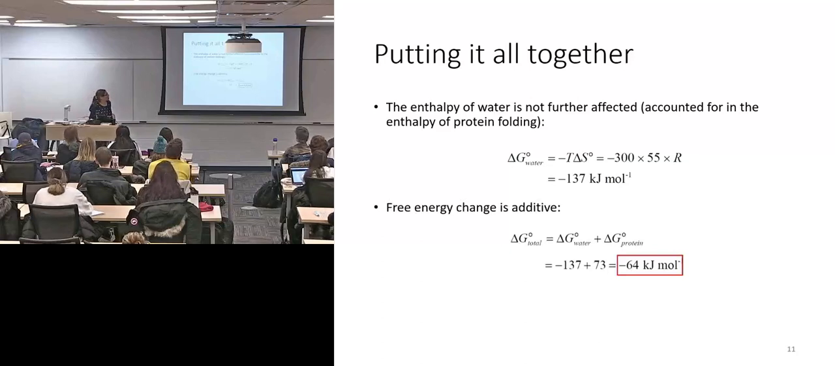So we have no additional enthalpy determination with water. We just have a change in delta G as a result of the entropy change of the water. Free energy is additive, so the total free energy change would be the change in free energy of the water plus the change in free energy of the protein. We had a positive 73 from before. This is negative 137 kilojoules per mole, so now it's spontaneous, just as we expected.